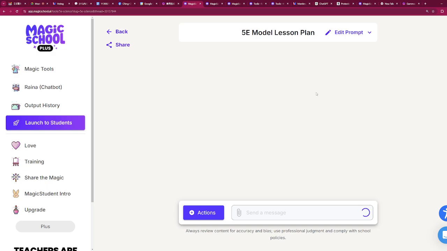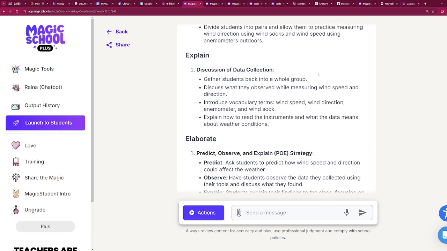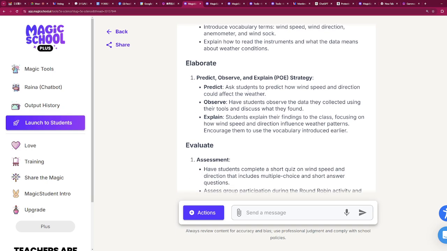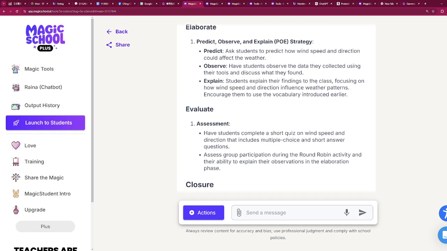1 to 2 class periods. And you see here round robin activity, divide students 3 to 5. What do you think affects the weather and how can we measure it? Allow students a moment to think, have round robin. Okay. All right. And for the elaborate part, predict, observe, and explain strategy, ask students to predict how wind speed and direction could affect the weather. Have students observe the data and collect using their tools and discuss what they found. The third part is students explain their findings to the class, focusing on how wind speed and direction influence weather patterns. Encourage them to use vocabulary introduced earlier.